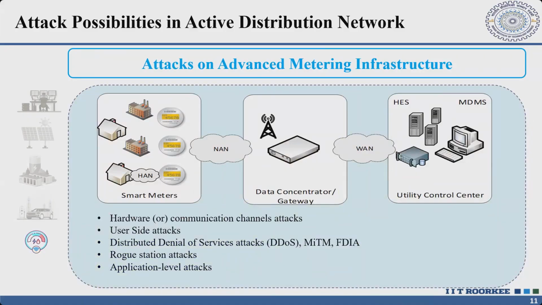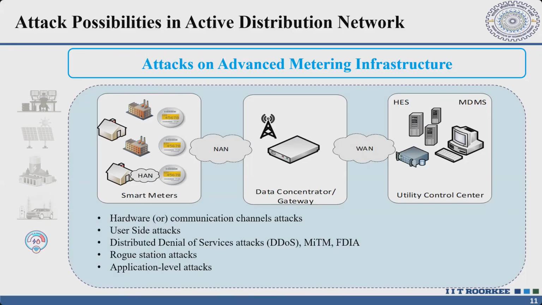An attack is also possible on your AMI, advanced metering infrastructure, where you are using the smart meters. On the side where your house and your meters are, that is normally controlled by some local network called the house area network. Then you have the data concentrator, gateway, anything on the communication side, that is usually controlled by the NAN, neighborhood area network. This is one type of communication.